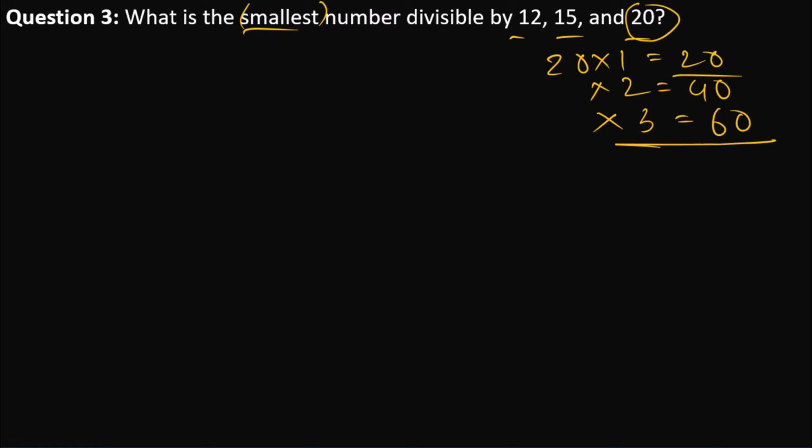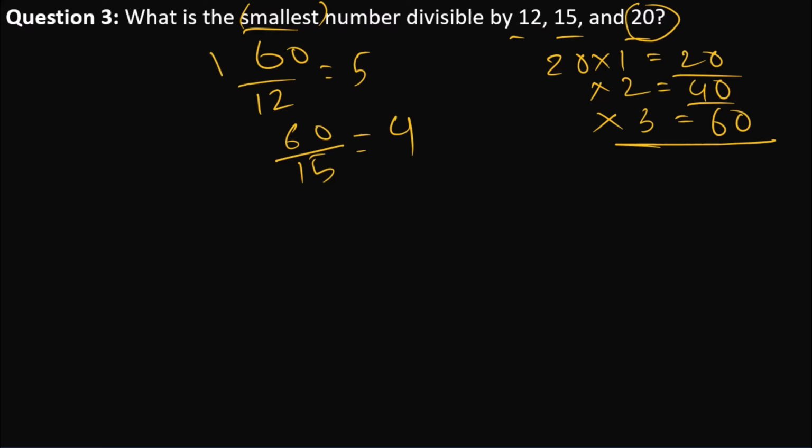Here you can check 20, 40 will not be divisible by 12 and 15. So here 60. So consider 60. 60 divided by 12 equals 5, and 60 divided by 15 equals 4. So the number will be 60.